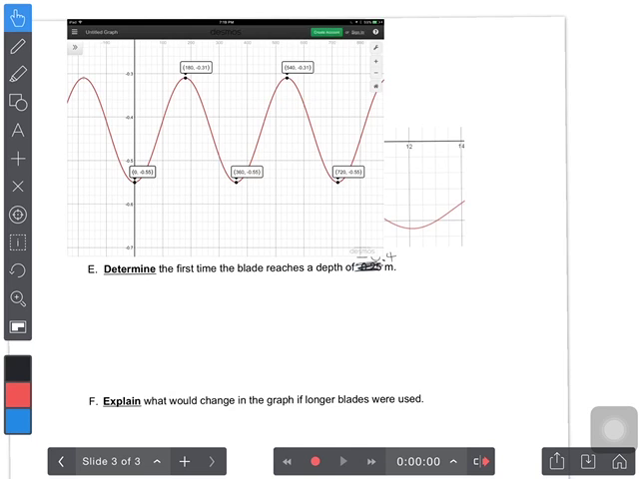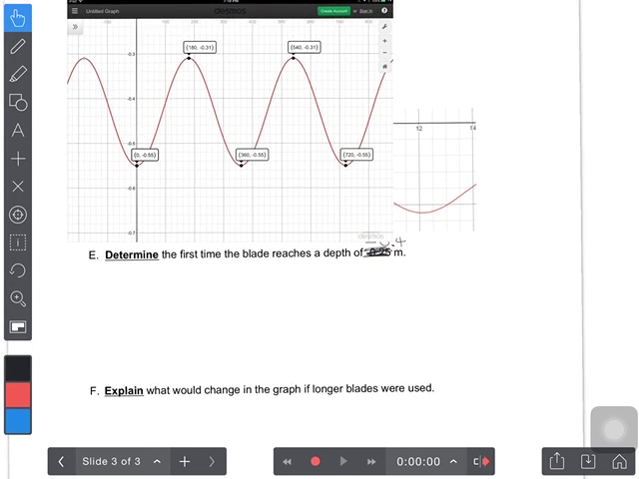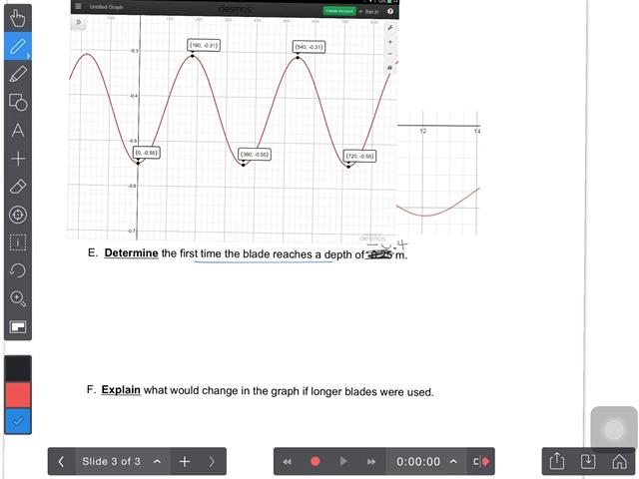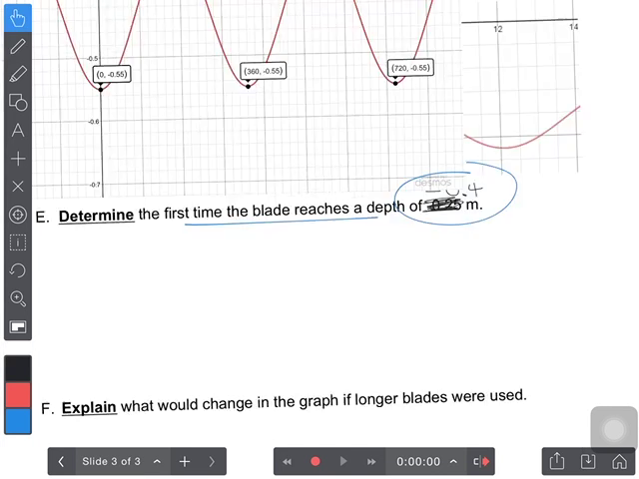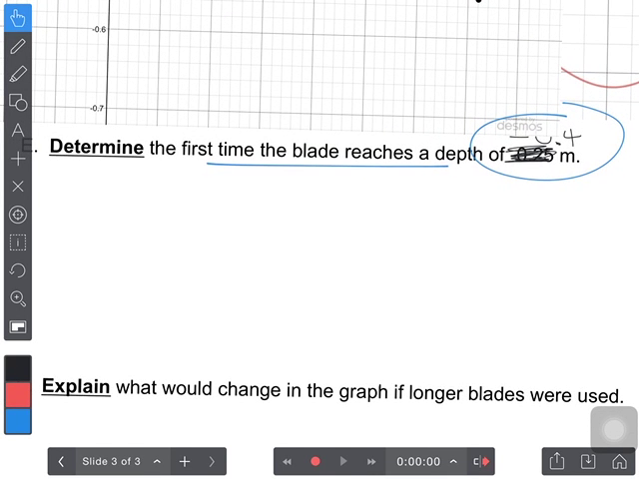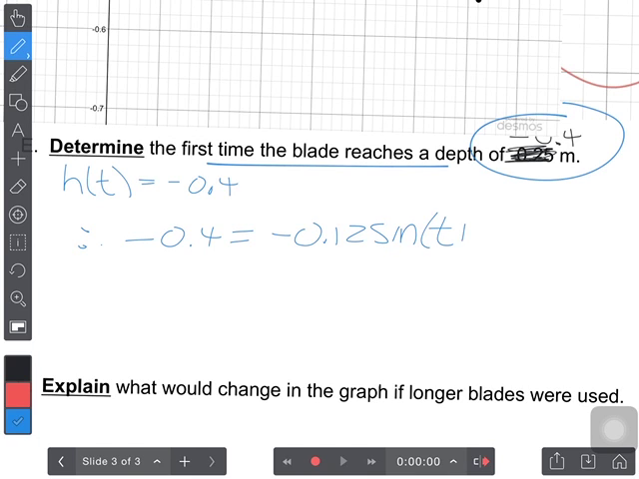So I've already inserted the graph for us to take a look at. The first one is determine when the blade reaches a depth of, and you want to change that to negative 0.4. With that one, I'm going to show you the steps. We are just going to use our equation. This time we know what h of t is. H of t equals negative 0.4. So therefore, negative 0.4 equals negative 0.12 sine of t plus 90, minus 0.43.